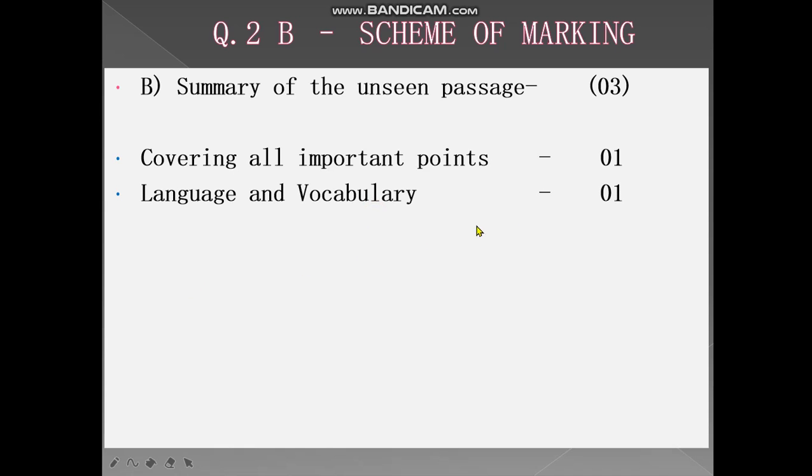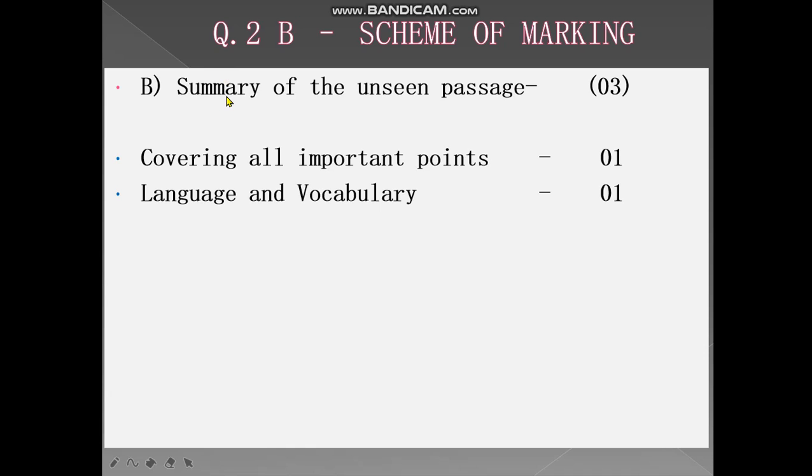Next point would be language and vocabulary, that's for 1 mark. So what is in language and vocabulary? If you have just copied and pasted the passage, you can't get the marks. Language and vocabulary means: in the shortest precise way, are you able to write the whole lengthy passage into a shortlisted para, 1/3 of it? Are you able to use different sentences, simple, complex, compound? Can you use the vocabulary? Can you understand the meaning of an idiom?